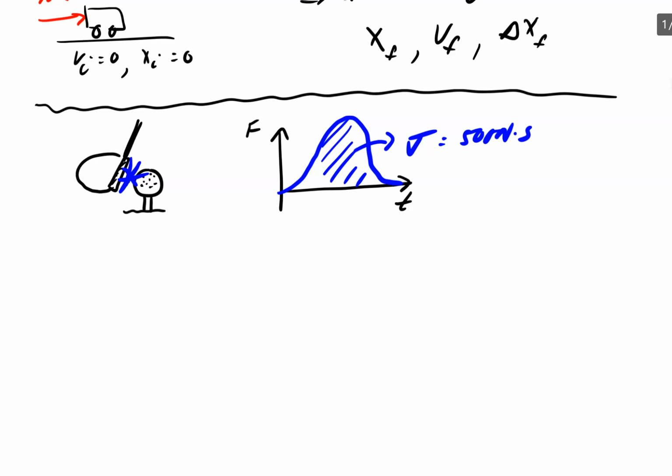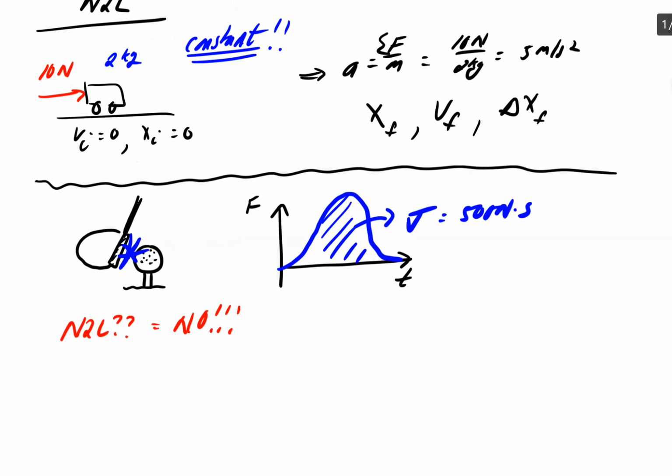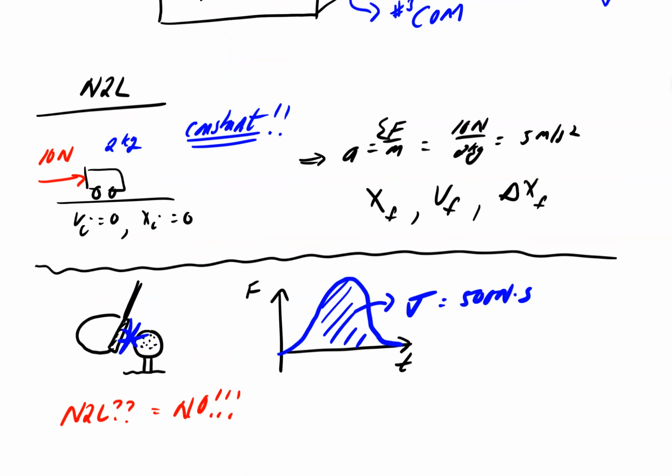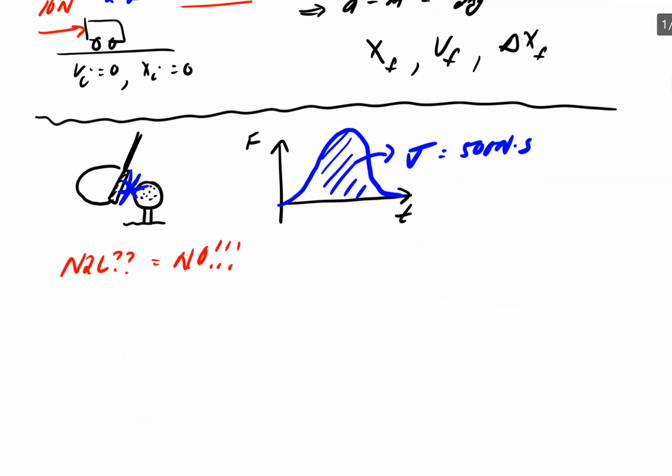Is this a Newton's second law problem? Can I use that? The answer is no, you cannot, and hopefully you can see why. Newton's second law problems only work when the force is constant. Here we have a force that at the moment of impact starts out at 0, rises quickly to some peak value, and then decreases again. So we can't use Newton's second law.